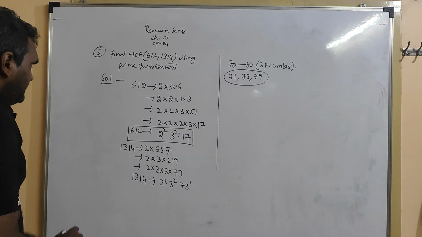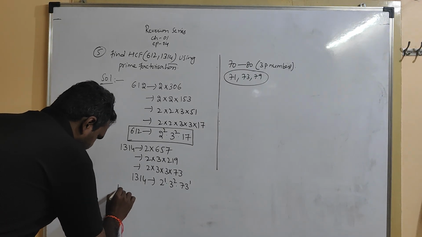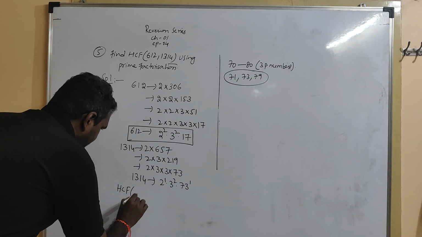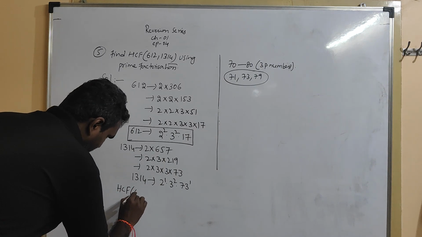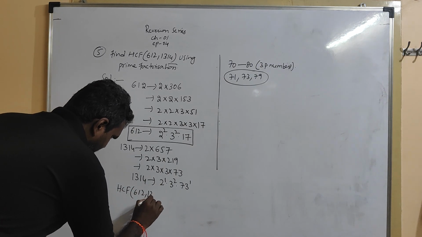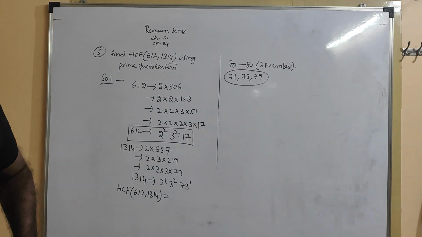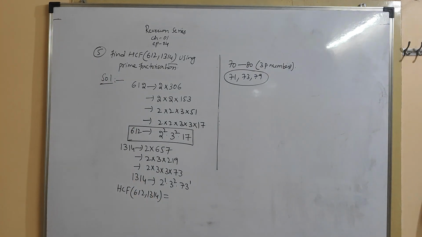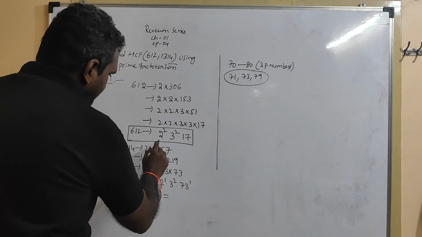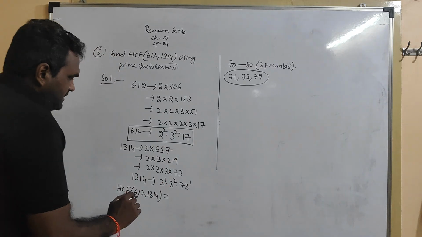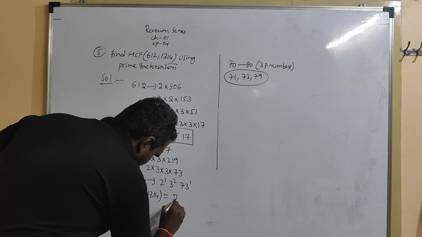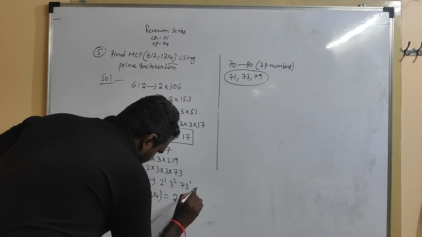Clear or not? HCF they are asking. HCF of 612 comma 1314 is equal to, common bases only you have to write. Wherever they are asking HCF, you have to write common bases only. What are the common bases here? 2 is the common base, 3 is the common base. So first you write 2, next you write 3.